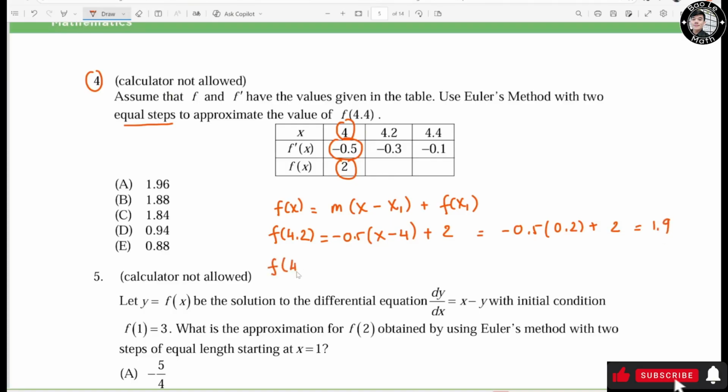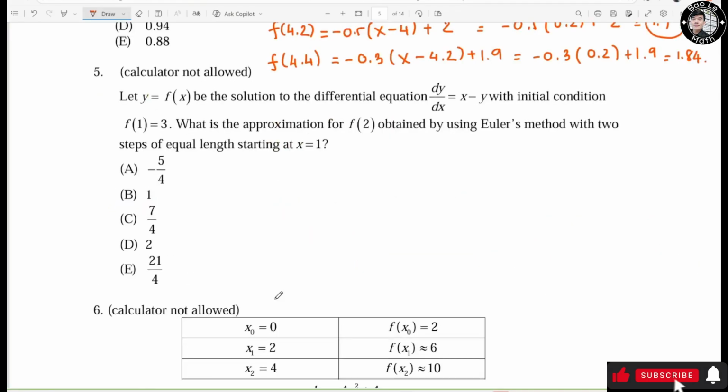Now f of 4.4 is going to be, the slope is right here, right? Negative 0.3 times s minus s1 right here, 4.2, plus the value right here, 1.9. So it could be negative 0.3 times, substitute 4.4 for s over here, we have 0.2, plus 1.9, right? So it's going to be 1.84. The answer must be C.